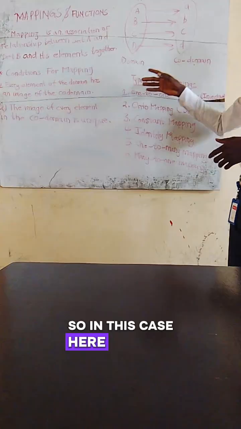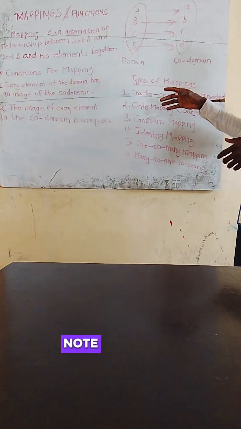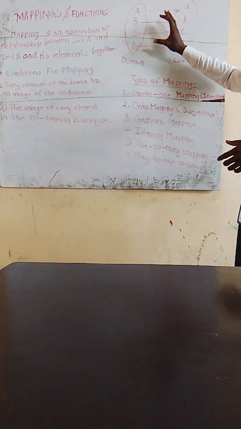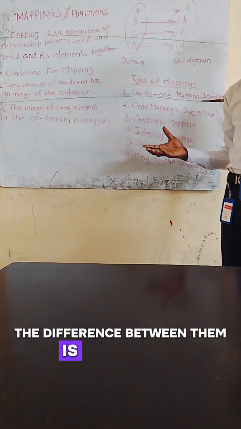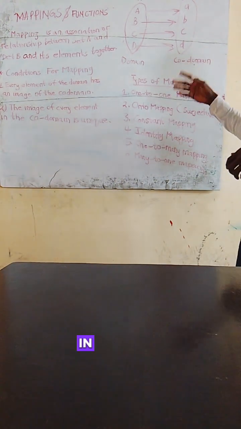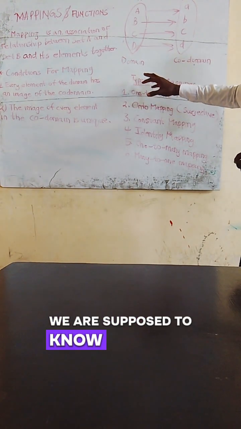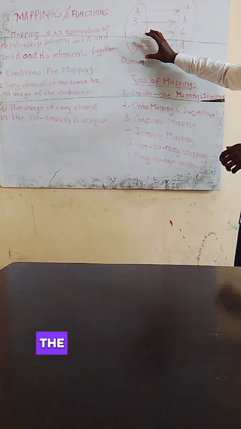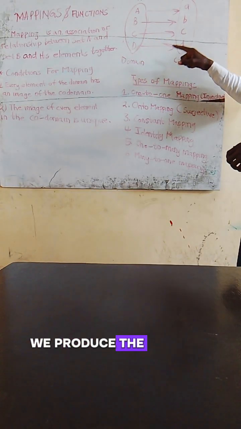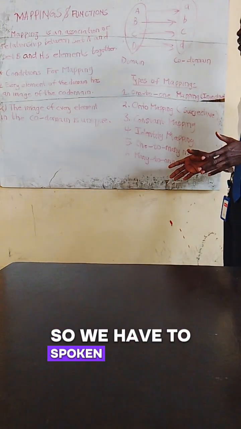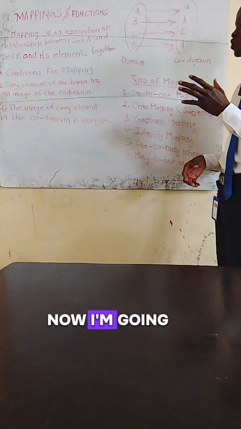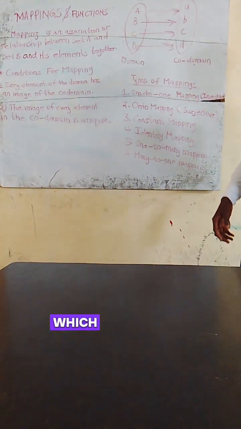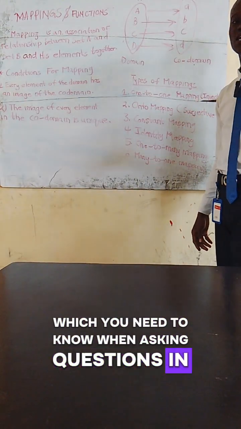So in this case, you are supposed to note that the difference between them is the cases. In this case, we are supposed to know that any element that the domain produces will produce an output. So we have spoken about that. Now I'm going to introduce the types of mapping which you need to know when answering questions in calculus.